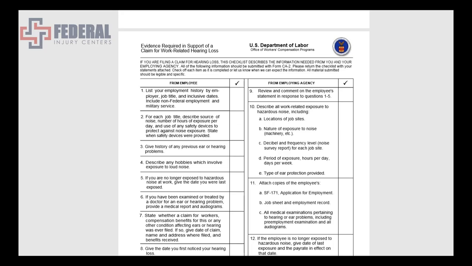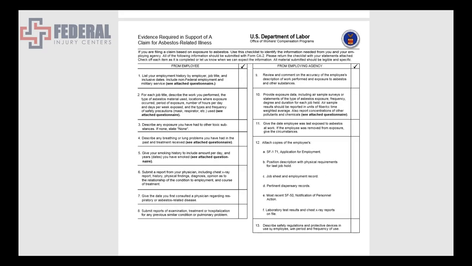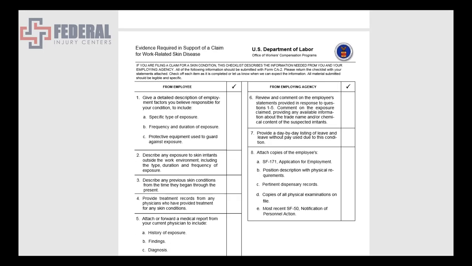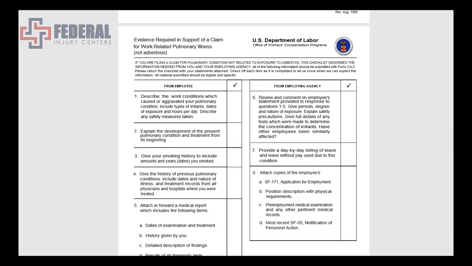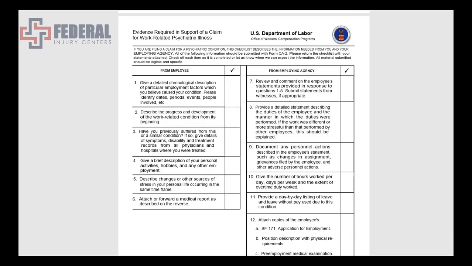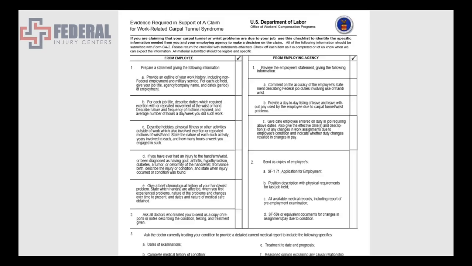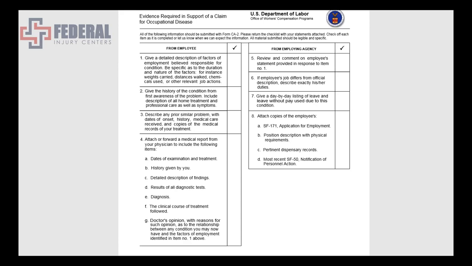They do have separate forms for hearing loss, asbestos-related illnesses, coronary and vascular conditions, work-related skin diseases, pulmonary illnesses not related to asbestos, psychiatric illnesses, and as I stated previously, carpal tunnel syndrome. Back to the top. 90% of the folks using this form are going to use page 1. Now, because this information is the exact information as page 4 of the CA2, and it's easier for me to go ahead and use that for our demonstration purposes, we're going to go ahead and switch back there.